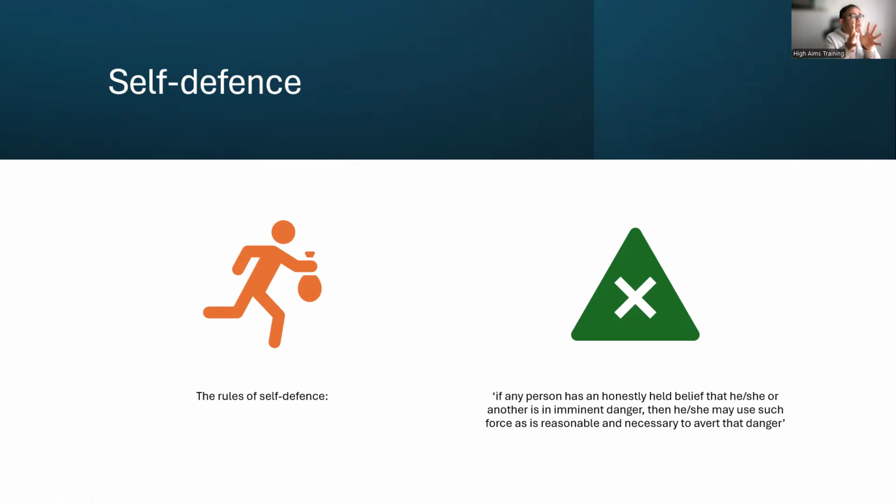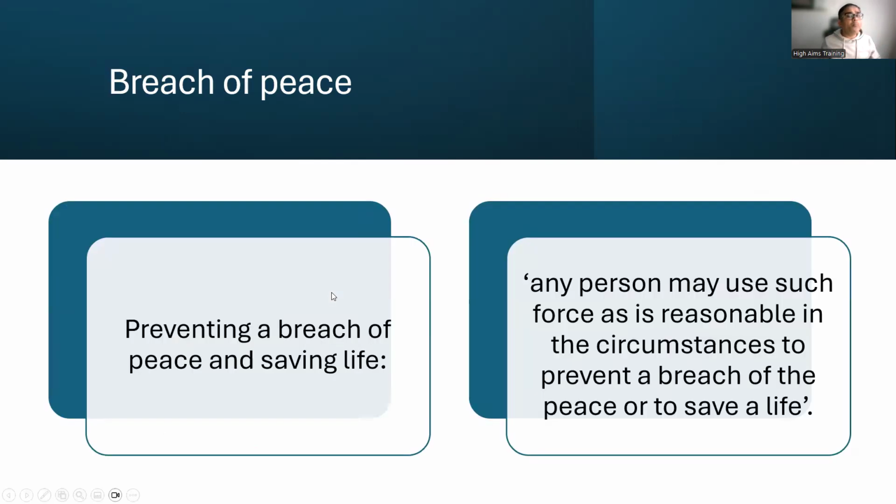What is proportionate? Proportionate is, if the level of threat is high, then you can use high force. If the level of threat is low, then you can use lower force. You can't just use excessive force if you think that you're scared or somebody else is scared. So the force that you're going to use will be reasonable or proportionate. Okay, that is self-defense.